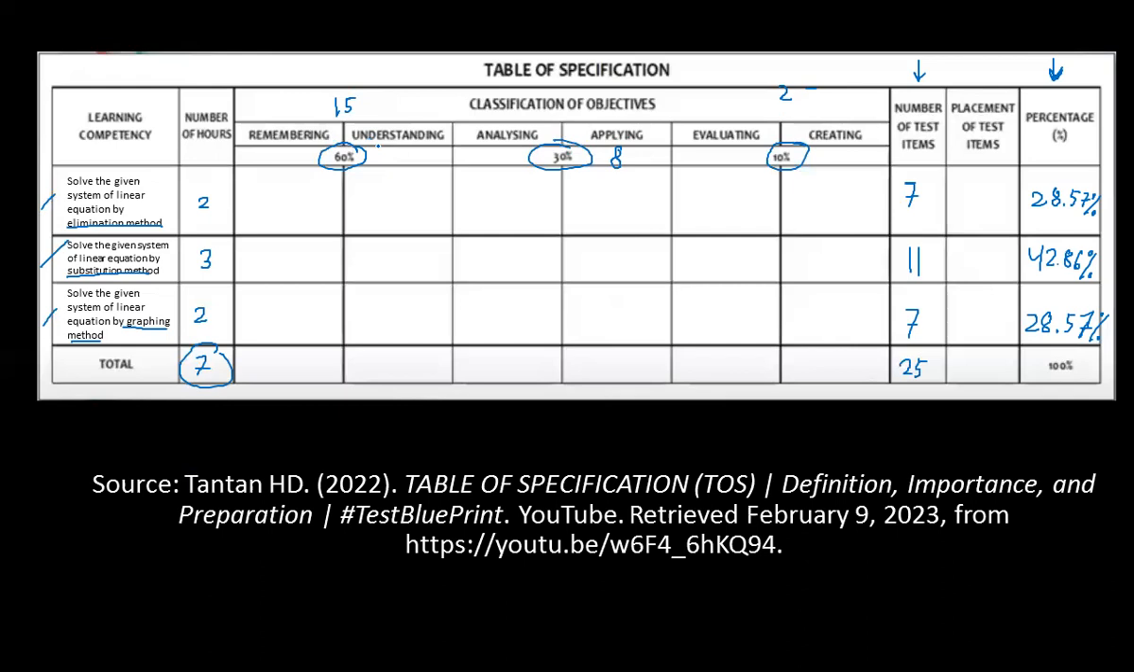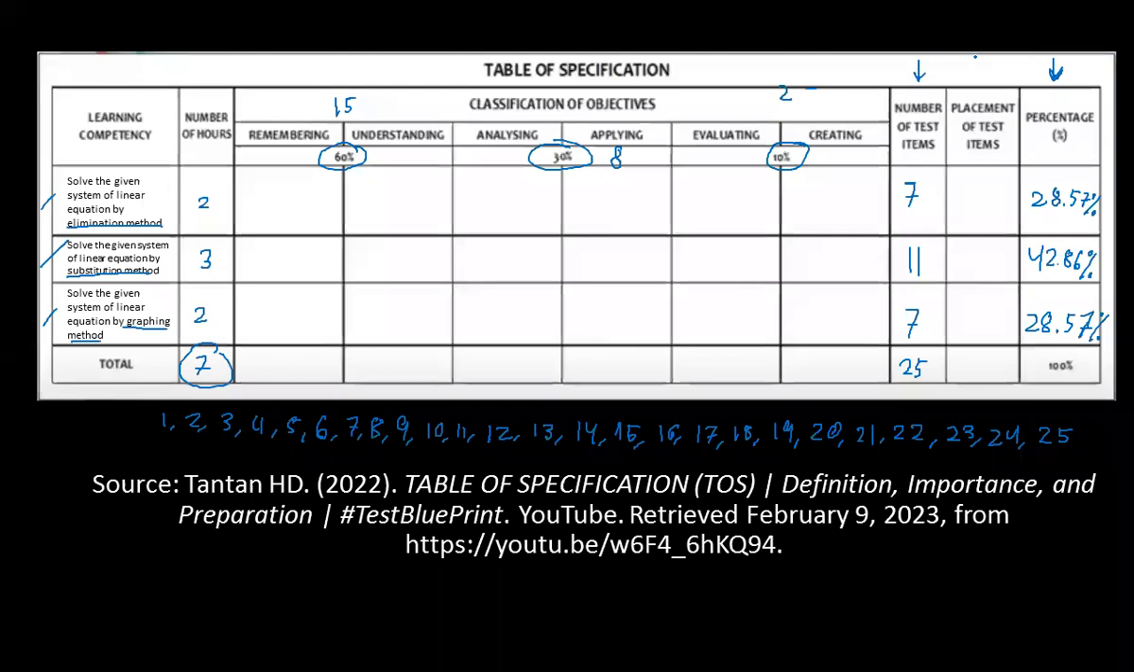Ngayon, let's proceed to the last part, which is placement ng test items. Kasi, di ba, I have 25 questions in total. So, i-separate ko sila ha. Let's just say I have this one. 1, 2, 3, 4, 5. So we have like from the first item up to the 25th item. Okay? So yun, nasolve ko na sila lahat.